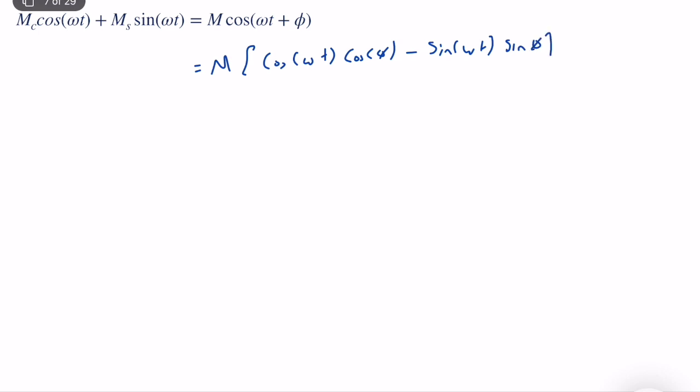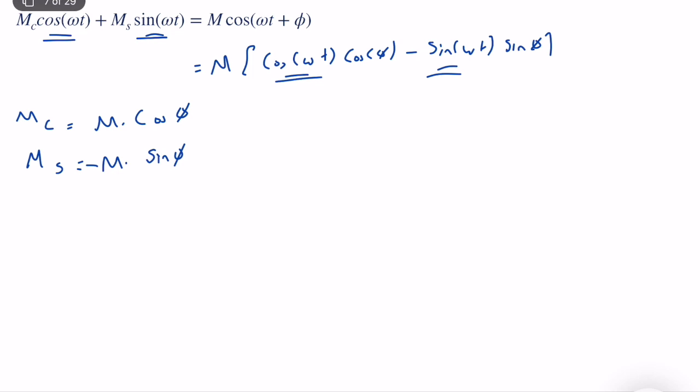Okay, so what we will do is match the cosine with the cosine, and the sine with the sine. So in this respect, Mc is equal to M times cosine phi. Ms is equal to, if we look at that, M times sine phi. Of course, we have a negative.